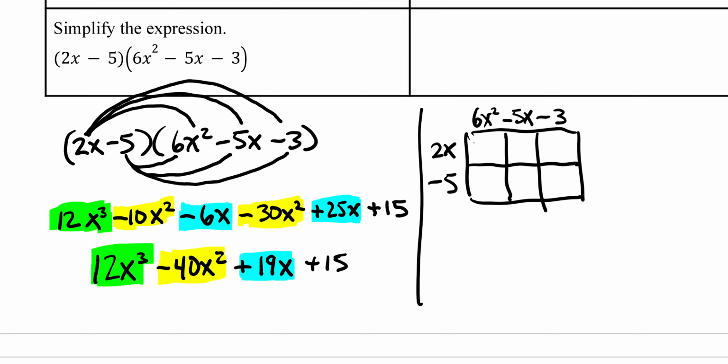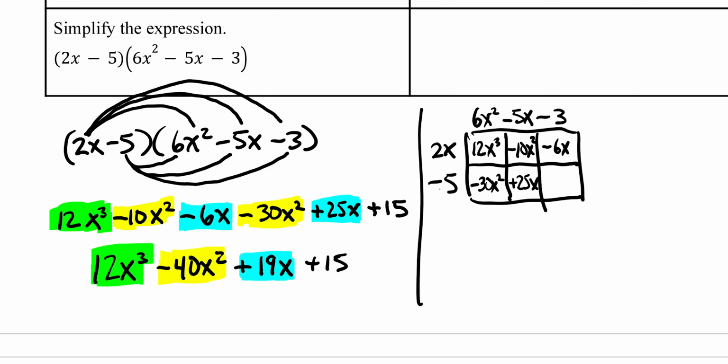2 times 6, 12. X times x squared is x cubed. This is the multiply part, so make sure that you're following the rules for multiplication. When we multiply like bases, we add the exponents. 2x times negative 5 is negative 10x squared. And then 2x times negative 3 is negative 6x. Negative 5 times 6x squared would be negative 30x squared. Negative 5 times negative 5x is plus 25x.